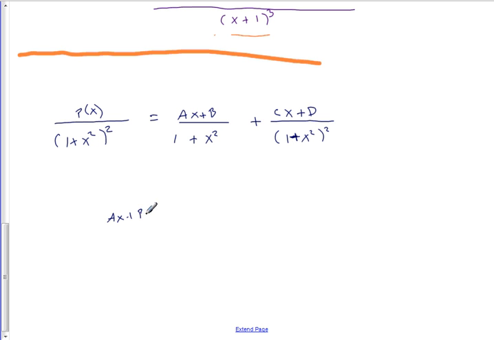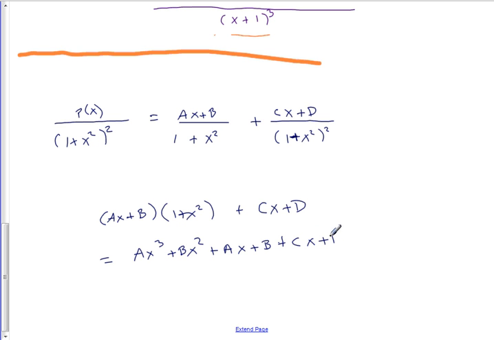The numerator of the first fraction is going to be ax plus b times this 1 plus x squared. And the numerator of the second fraction, when I add them together, is just going to be cx plus d, because I don't need to multiply that by anything. And multiplying this out, I get what? ax cubed plus bx squared plus ax plus b, right? And that's plus cx plus d.